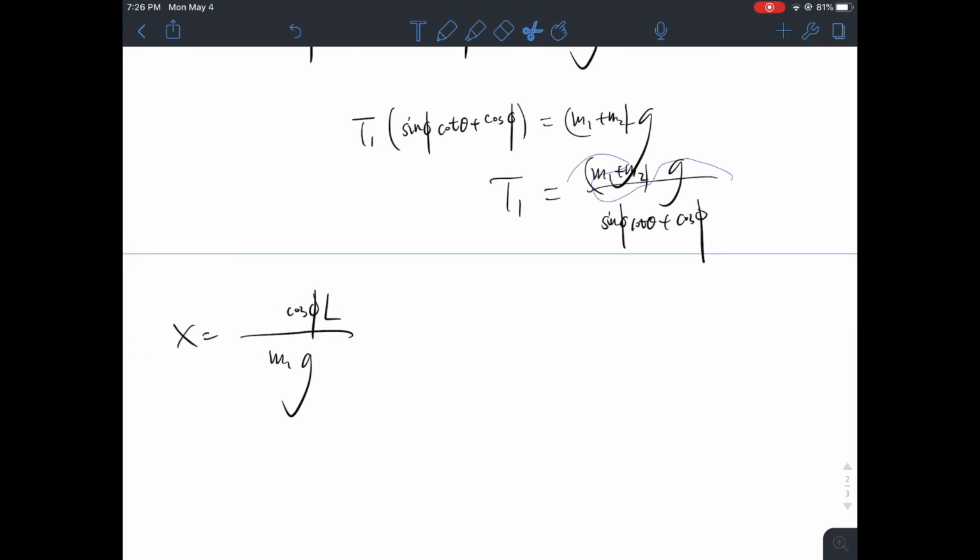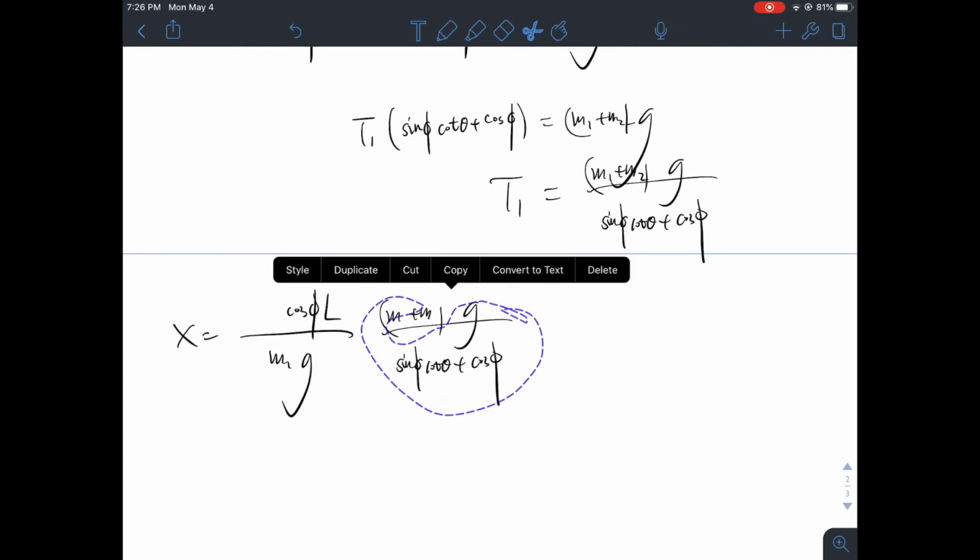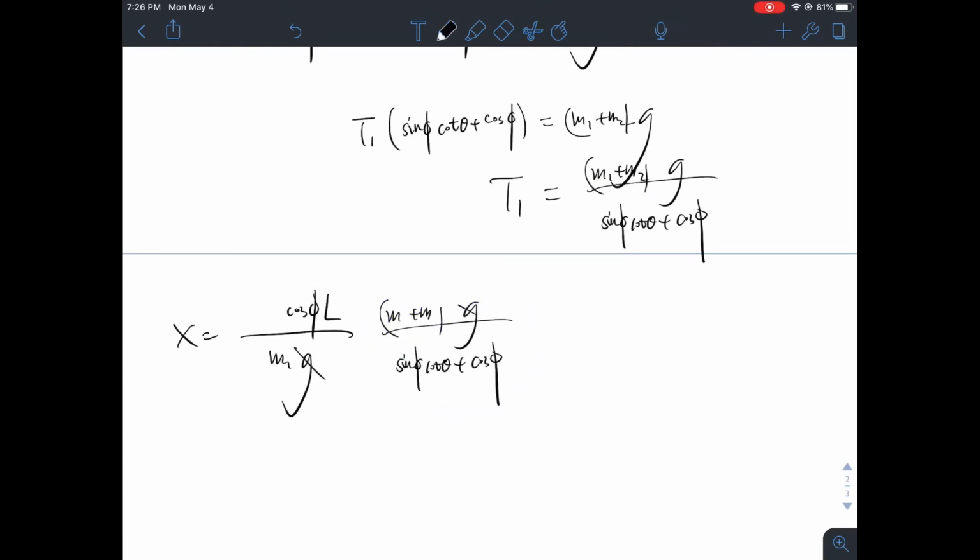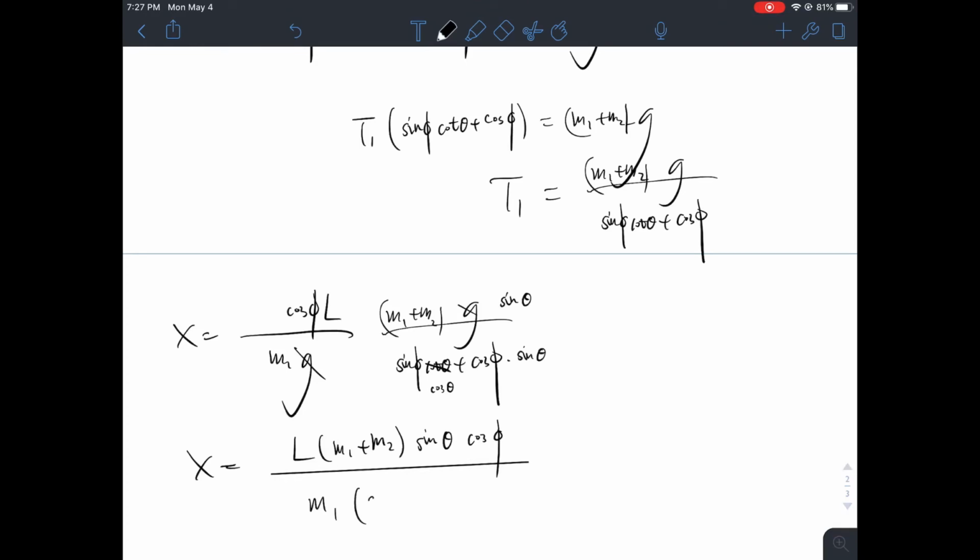Let's just replace T1 by this expression. We'll cancel out some terms. g cancels out. And then let's multiply both sides of the fraction by sine theta. Why would I do that? Because you'll see, we'll simplify our equation. Multiply by sine theta: cotangent theta times sine theta is just cosine theta. Then we have L times m1 plus m2 times sine theta times cosine phi, divided by m1 times sine phi times cosine theta plus cosine phi times sine theta.